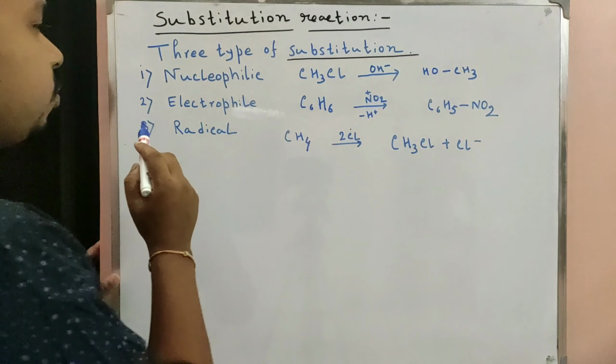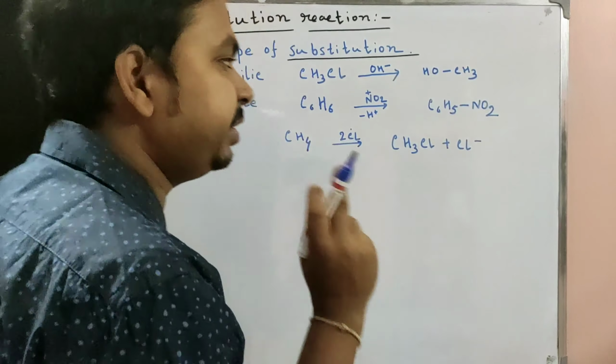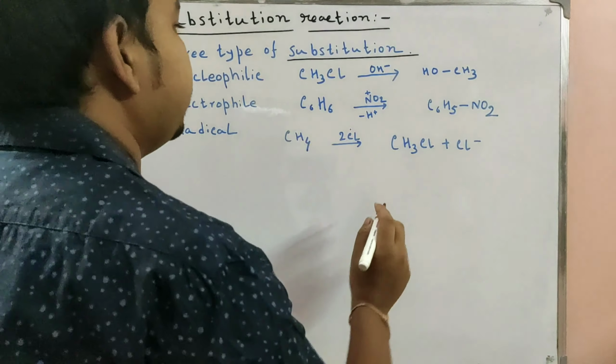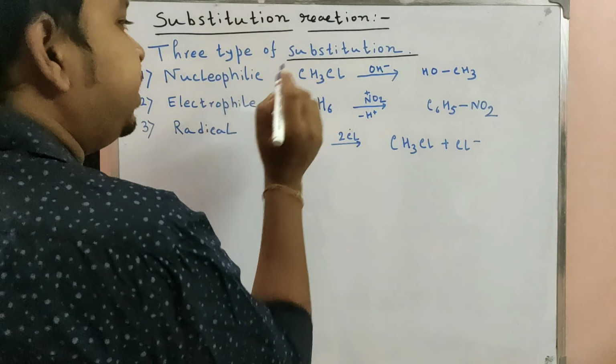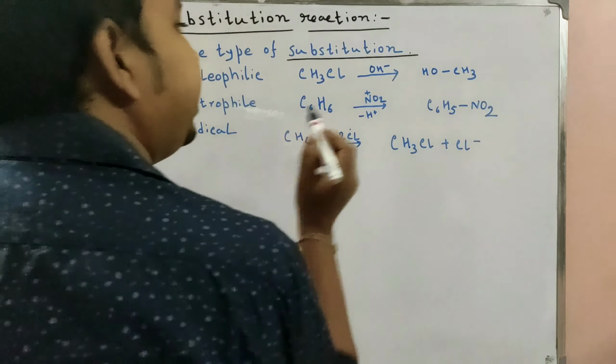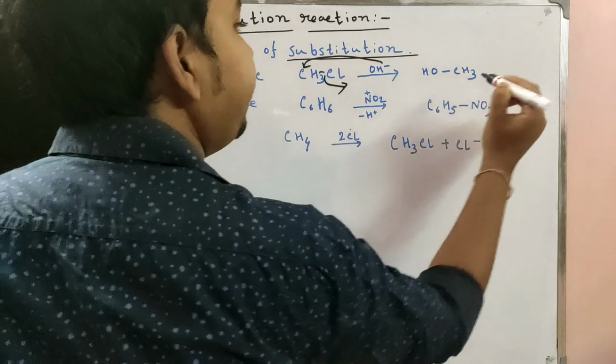Welcome to all. So today we discuss substitution reaction. In total, 3 types of substitution are possible. One is nucleophilic, second is electrophilic, third is radical pathway. So at first, nucleophilic substitution reaction, where the nucleophile OH minus attacks this carbon center, so the Cl is removed and forms this product.